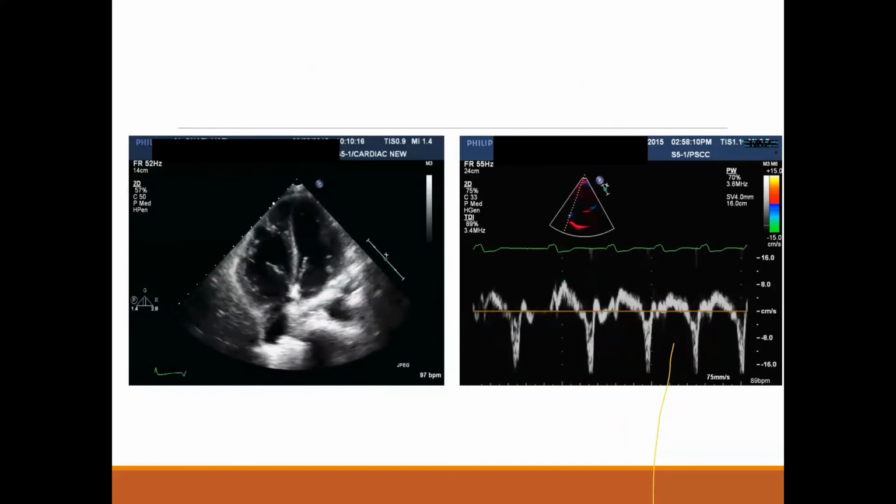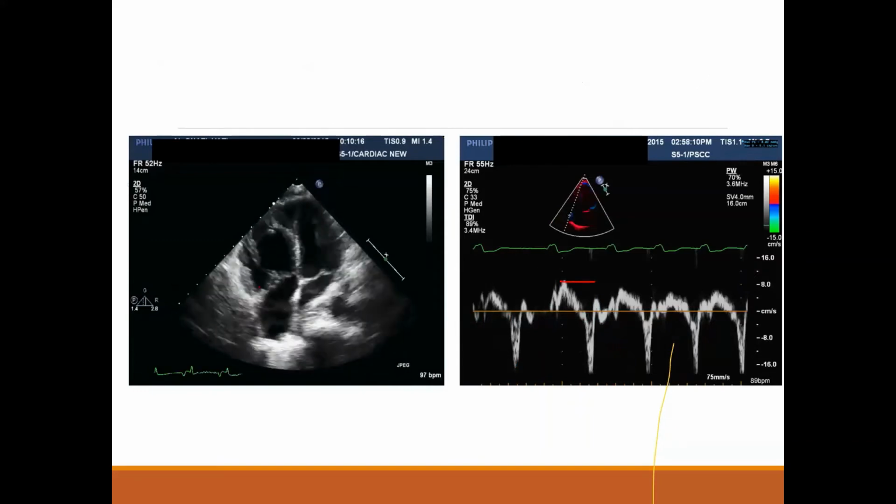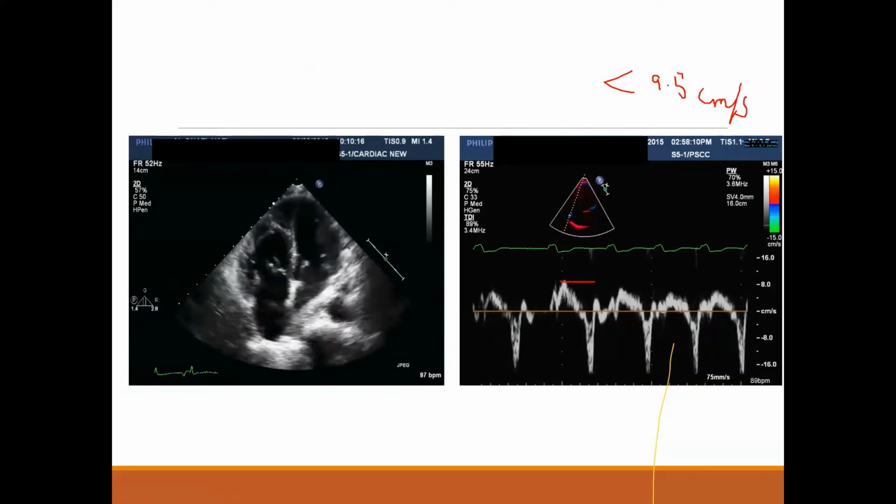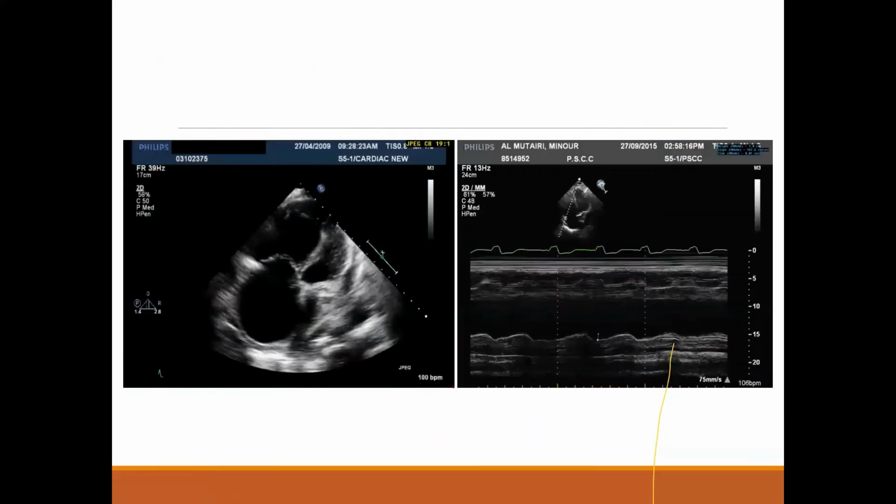Now this one is 9.1, indicating what? RV impairment, because we said if it's lower than 9.5 centimeters per second. So this is 9, so it's impaired RV. Now you see the TAPSE is here.